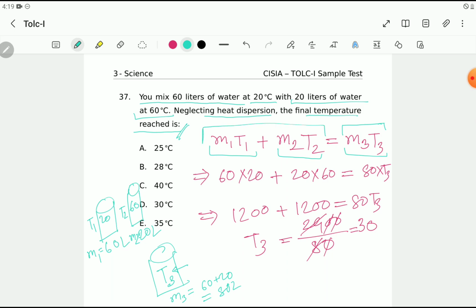So if you just input the values, the mass of the first case, the temperature of the first case, then the mass of the second case and the temperature of the second case, and this is the overall weight of the liquid, and this is the temperature, then you can find T3 equal to 30 degrees centigrade. So our answer is D option.